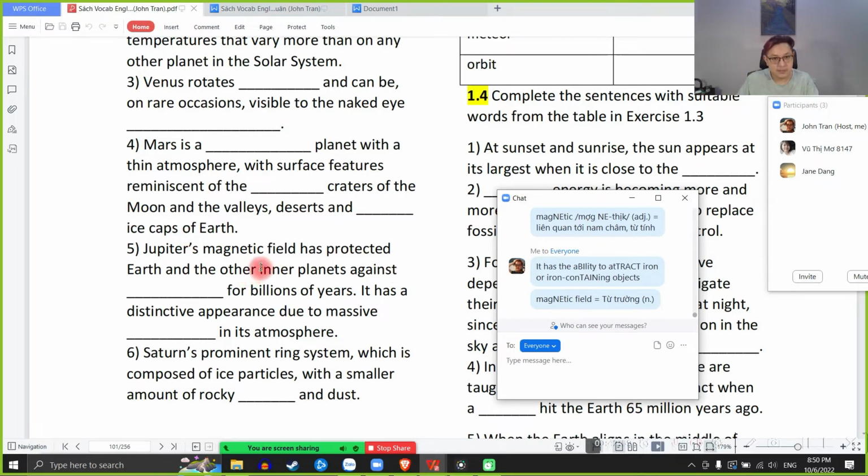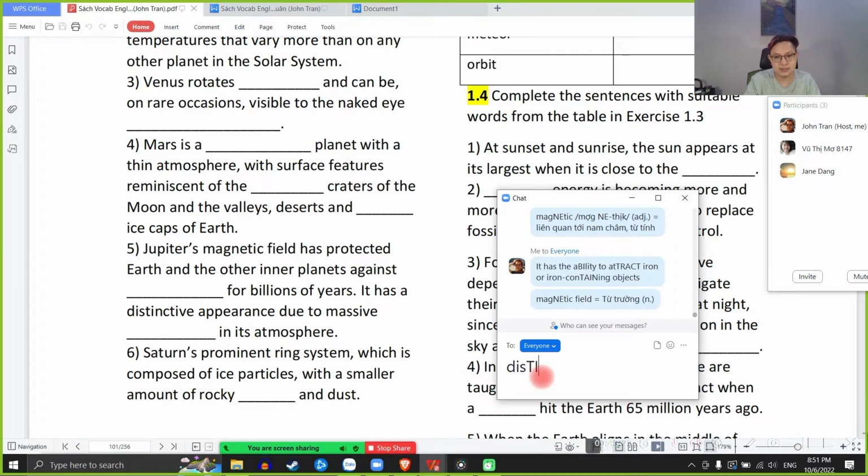Jupiter's magnetic field has protected Earth and the other inner planets against something for billions of years. Cái từ trường của sao Mộc và nó đã bảo vệ trái đất và những cái hành tinh vòng trong khỏi cái gì đó cho hàng tỷ năm rồi. It has a distinctive appearance.